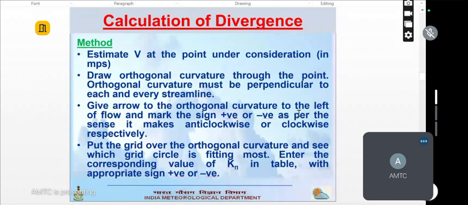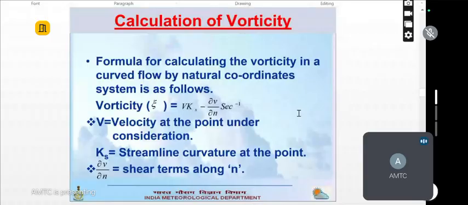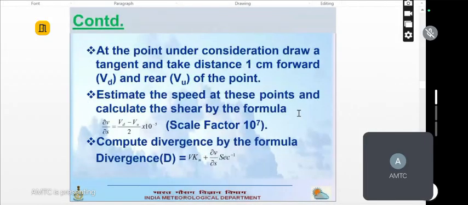Now I will give the example, then you will understand what it means. Then you take a grid for curvature and fit that grid on the streamlines, and you see what is the value of this orthogonal curve. Then you take the value and put that in the formula, and that formula will give you the reference. Okay, this is for the curvature level.